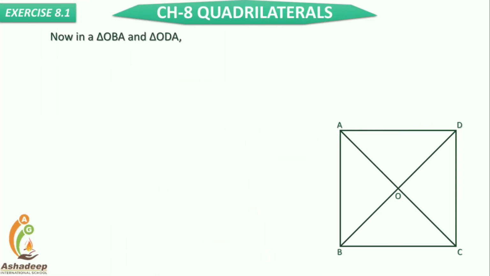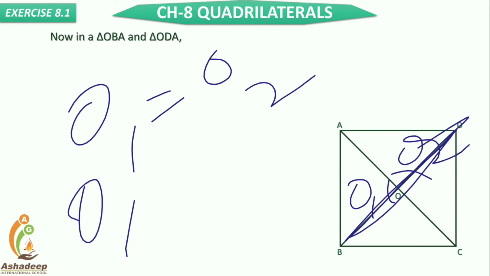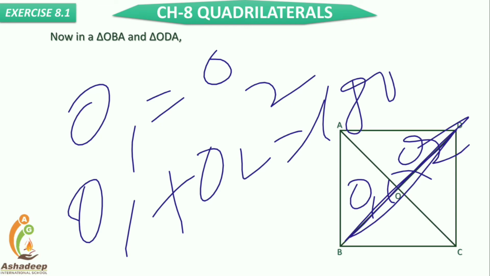Now we need to prove that it is at right angles. So consider triangles BOA and DOA. We already proved they are congruent. So we can say that angle O is equal to angle O. For example, this is angle O1 and this is angle O2. So O1 is equal to O2. But they are in a straight line. Therefore O1 plus O2 is equal to 180.